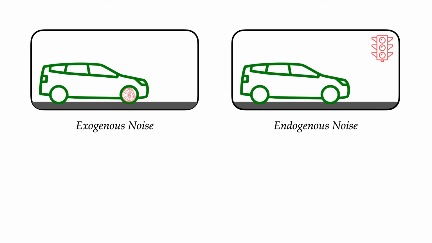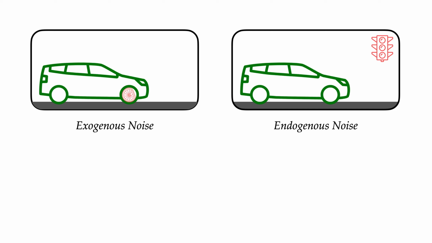At test time, a learner attempting to drive the car on the left would still be exposed to the exogenous noise of the faulty tire. However, a learner attempting to drive the car on the right would not have its actions affected by the endogenous noise, as they are still unable to observe the traffic light.